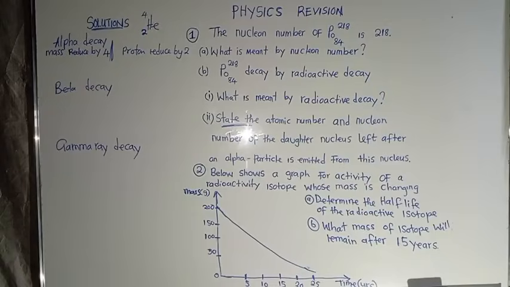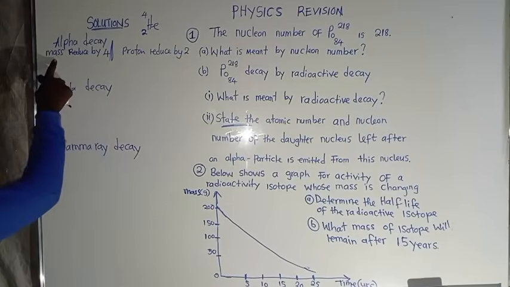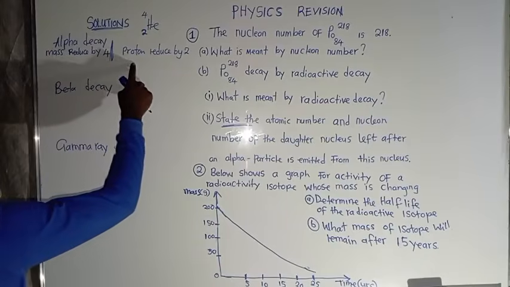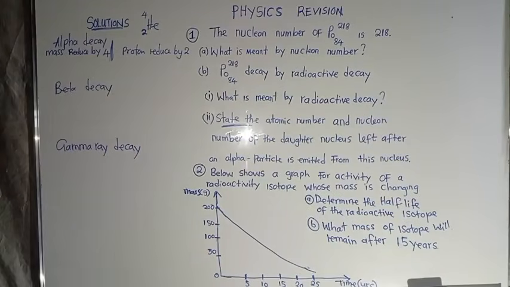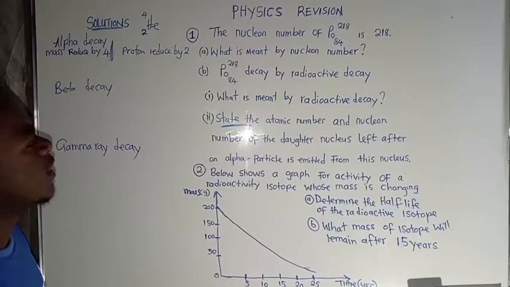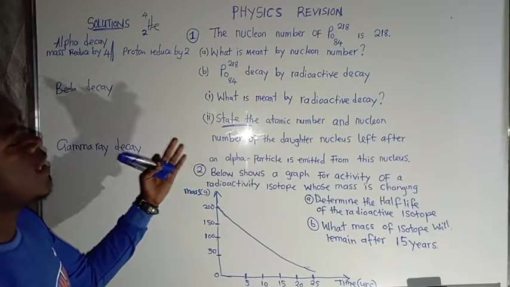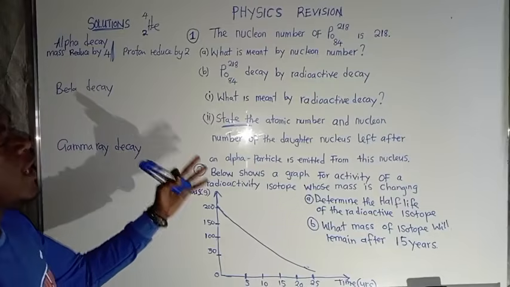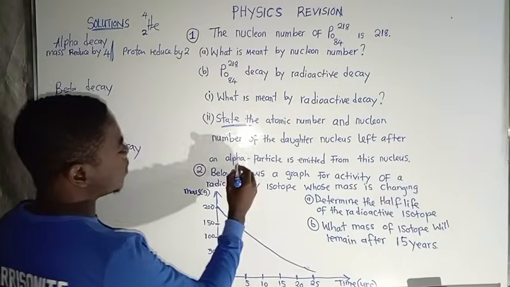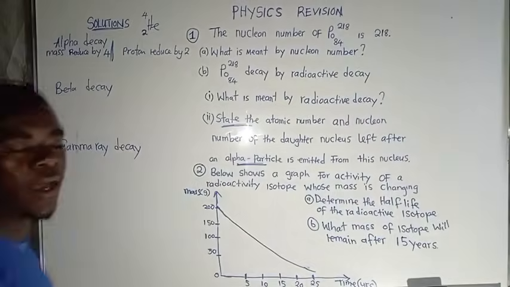I can see people are commenting that the mass number will reduce by 4. It is so good to see. We already know these things; we are just revising. Mass number is reduced by 4, proton number reduced by 2. We are given this radioactive element where it breaks down and emits an alpha particle.